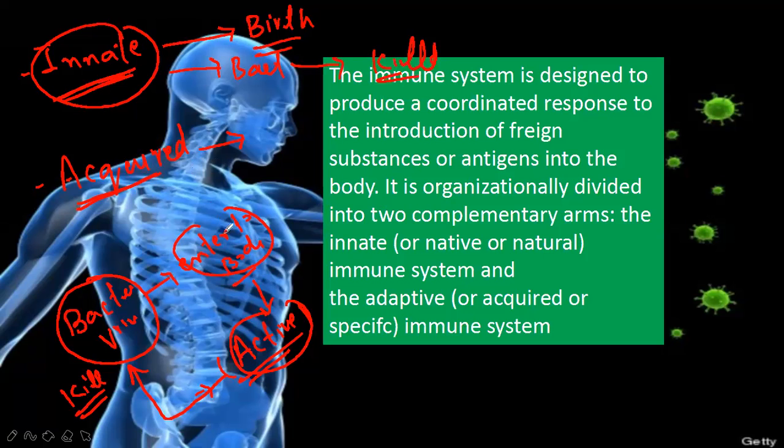The other category is adaptive, also known as acquired. And innate is natural, by birth. The natural immunity needs no activation. Any bacteria that enter your body are directly killed. No need for activation. How about the acquired immunity? Acquired immunity needs activation.